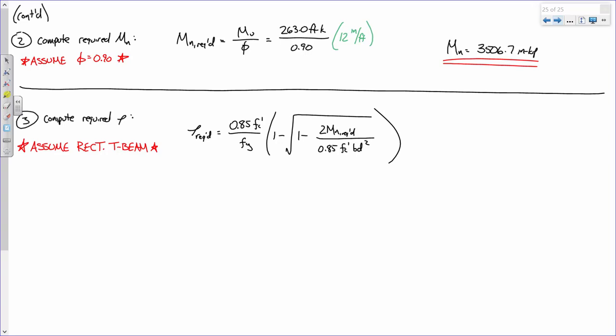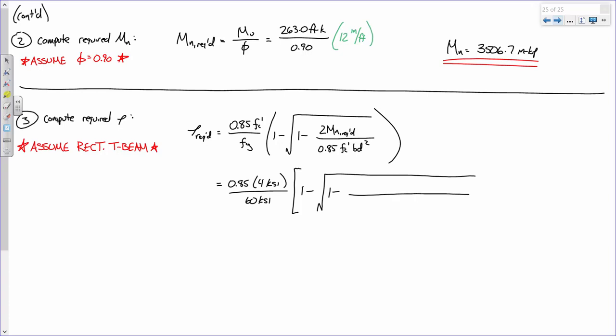Now, before I start doing any math, I want somebody to remind me of something. What is h_f? 4 inches. Just keep that value in the back of your head. Okay. Start plugging and chugging. 0.85, 4 ksi over 60. Let's use a bracket here. Again, the 1 minus is there twice. It's not a typo. 0.85, 4 ksi. Now, which b value do we use here?